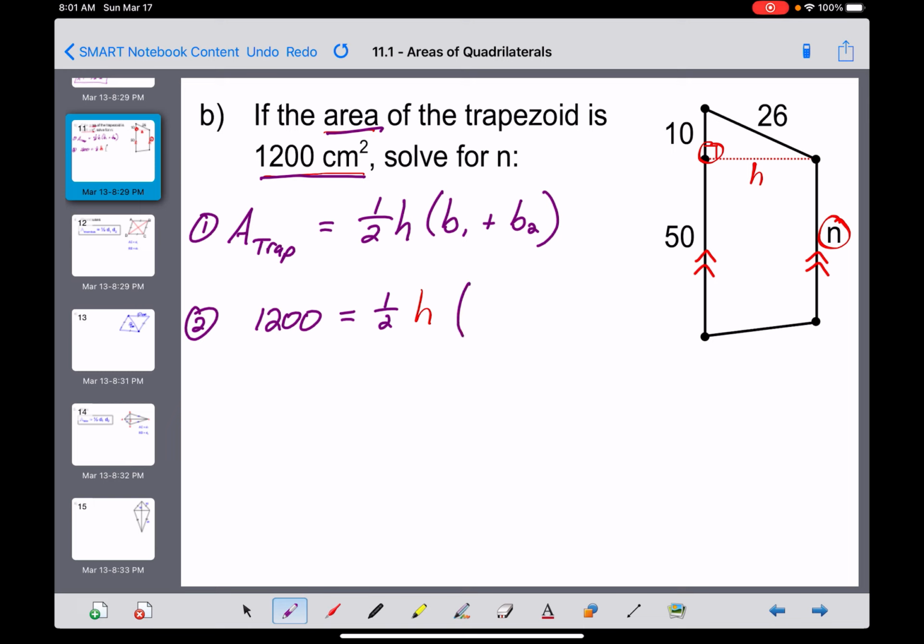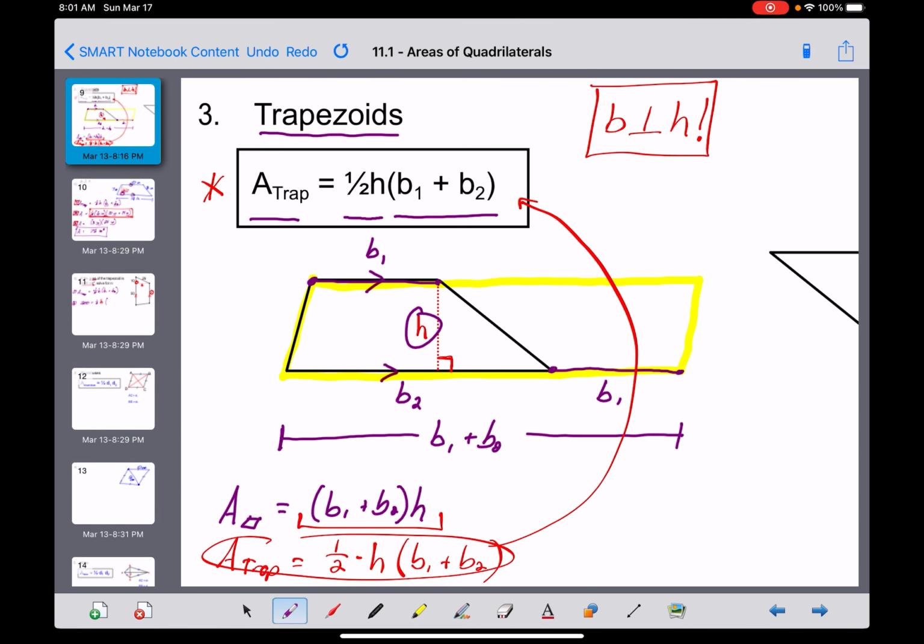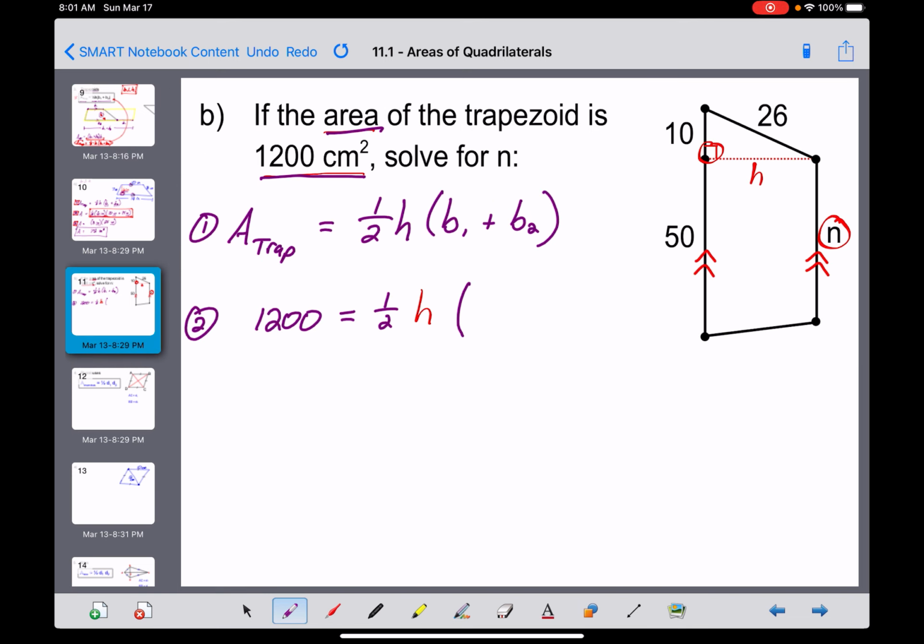In parentheses, I need the sum of the two bases. The bases in a trapezoid are not necessarily the bottom and the top, although that's the way most of us like to think about it, and we kind of saw that here and in this problem as well. But the bases, let's remember, are the parallel sides.